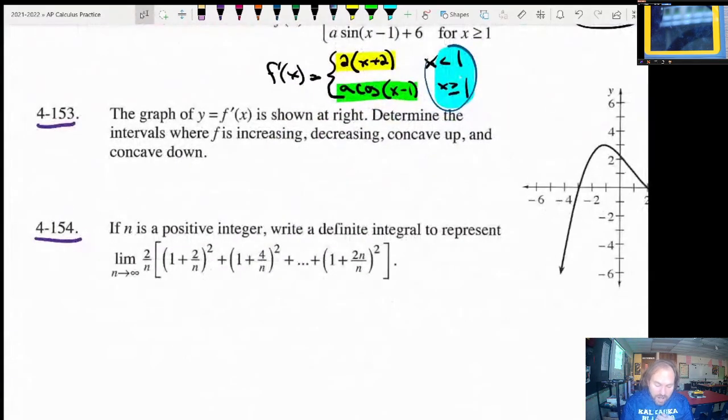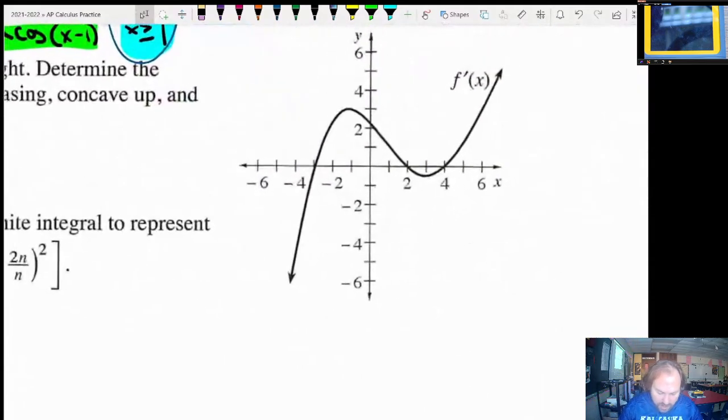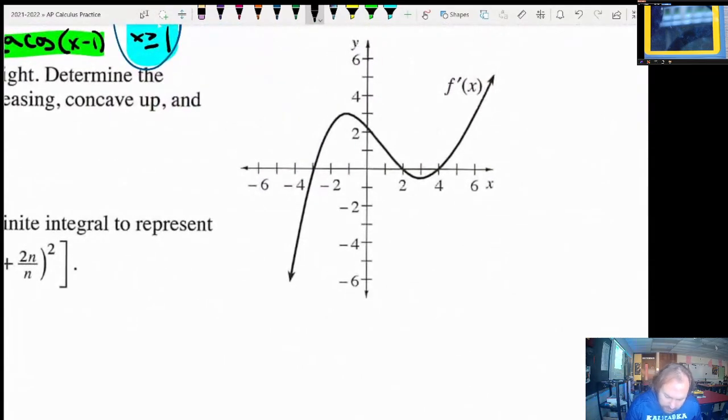153, the graph of f prime is shown at right. Determine the intervals on which f is increasing, decreasing, concave up, and concave down. So we're going to do this problem right underneath this graph. I think it's a good idea to draw a little thing.